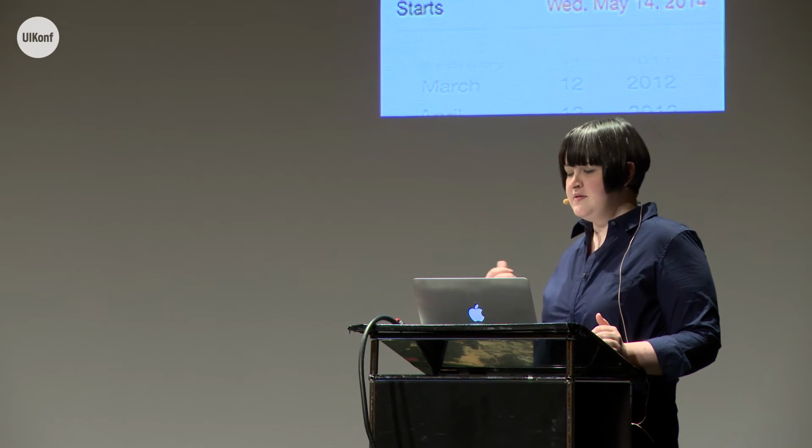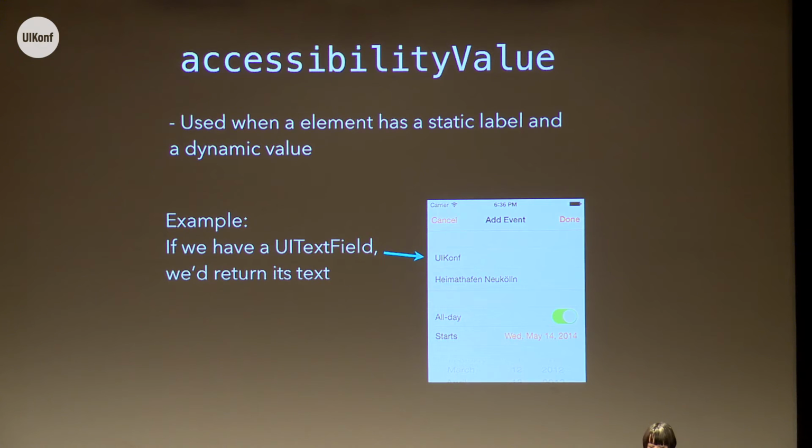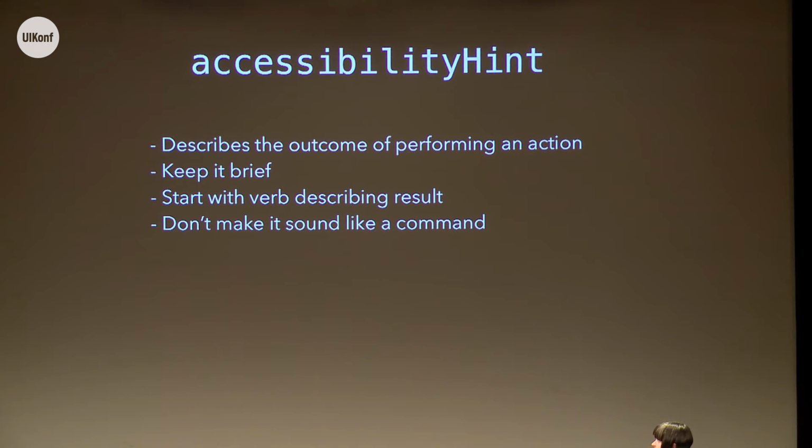And then accessibility value. This is where you have a static value but a dynamic label. Say something like a text field or an on-off button, where you need to say what the actual value of it is as well. And finally, accessibility hint. This describes the outcome of performing an action. Keep it really brief, only a couple words. Definitely start with a verb that describes the result, and make sure you don't make it sound like a command. So: sends the message, purchases 1 month subscription, plays the song.